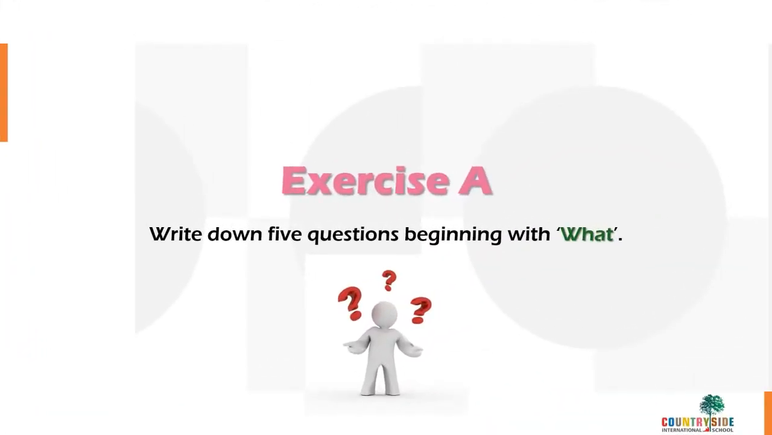Now children, in your textbook, it is exercise A. It says, write down 5 questions beginning with what. You are going to write 5 questions by yourself which begin with what. And this is your own choice. You can write any type of questions beginning with what.